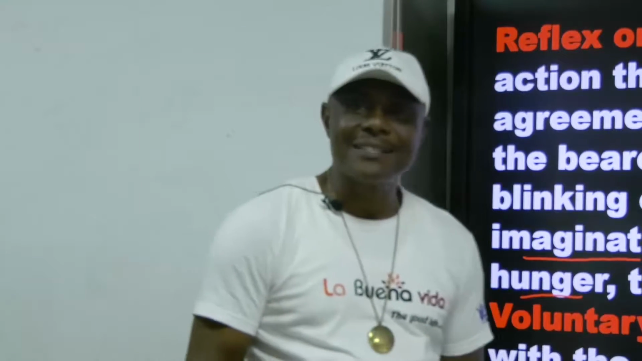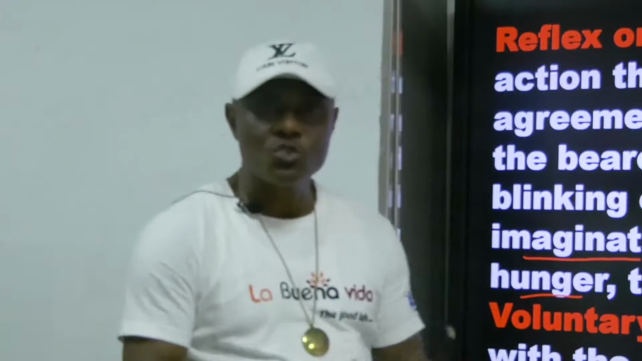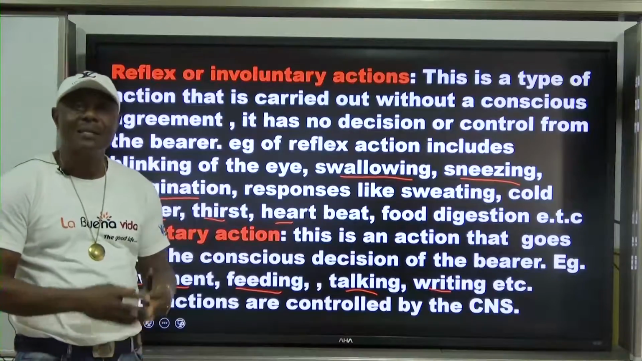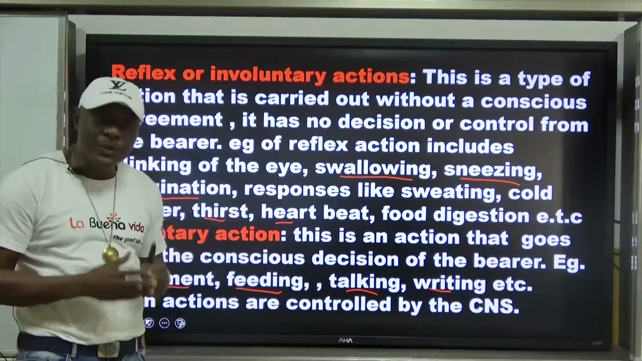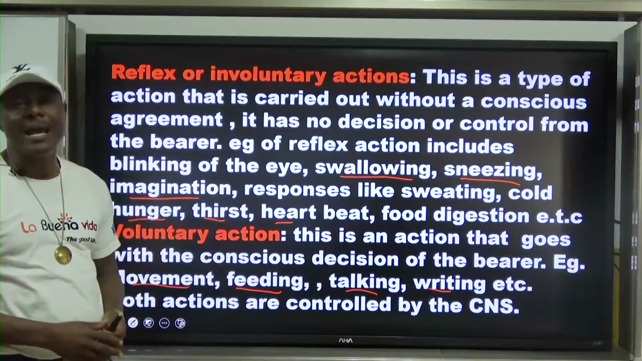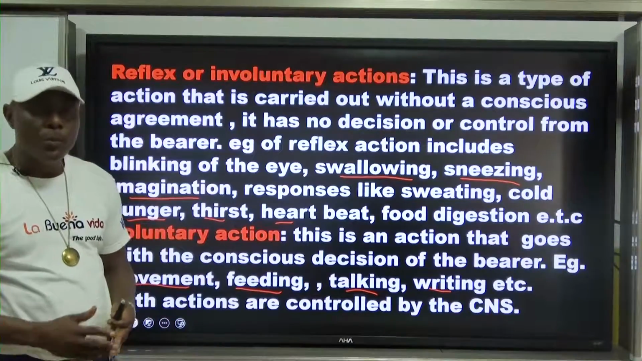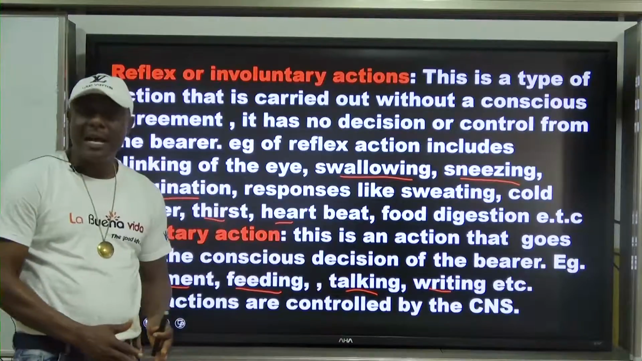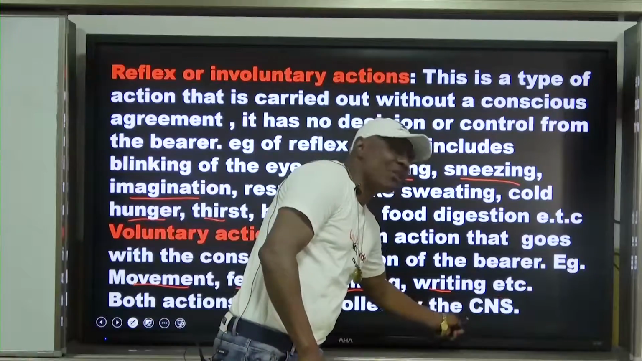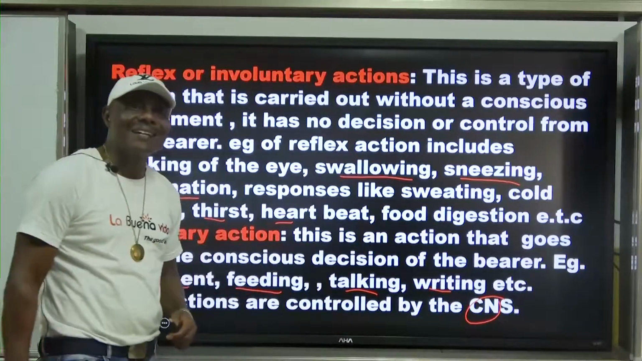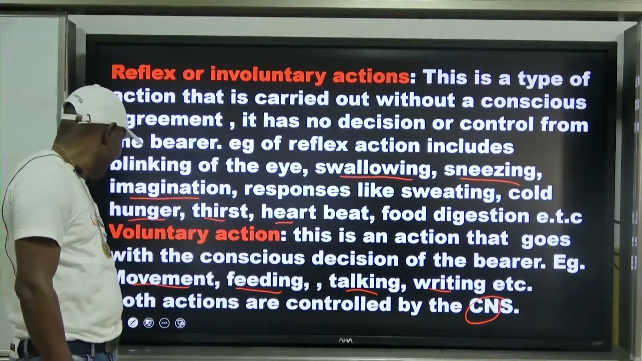But the activities you have no power on, like the blinking of the eye, sneezing, coughing, swallowing, those ones we see them as involuntary action because you cannot decide on them. They must be there, whether you like it or not. They are carried out, they are phenomena by nature. We call them involuntary action. But both the voluntary actions and the involuntary actions are being controlled and carried out by the central nervous system. The central nervous system controls and coordinates all the actions of the body.